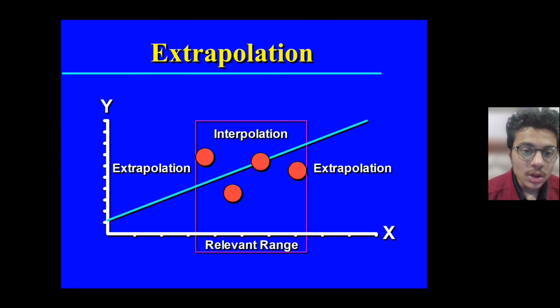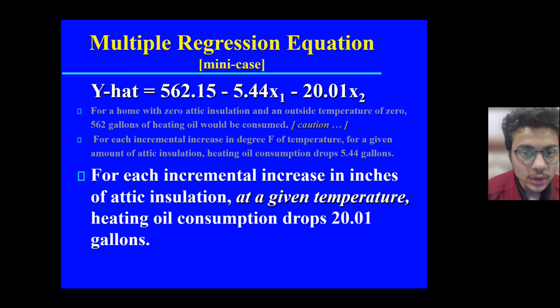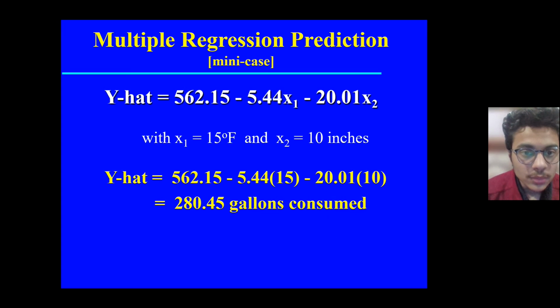Extrapolation. By using a graph, they are showing some data. As you can see, the region inside the box, these dots, they are showing interpolation, and the region outside these is extrapolation. This is the equation. Continuing the equation, these are such examples.